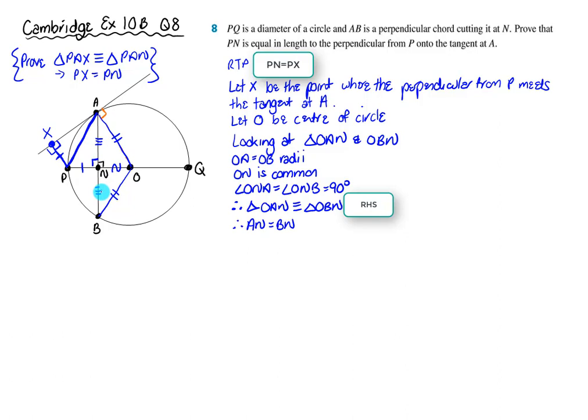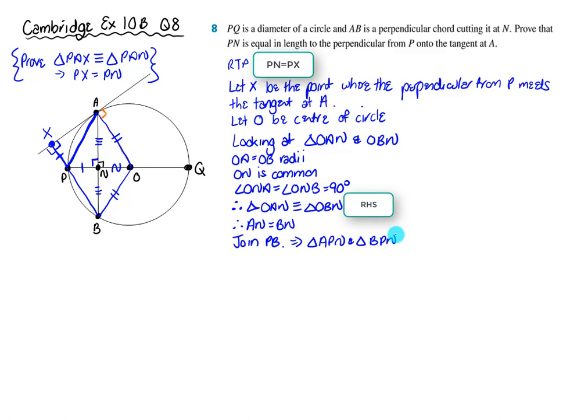Now I'm trying to get to the two triangles, PAX and PAN. At the moment, I've got BN and I've got AN. So how about we draw in PB? Okay, so join PB. Now let's look at triangle APN and triangle BPN.